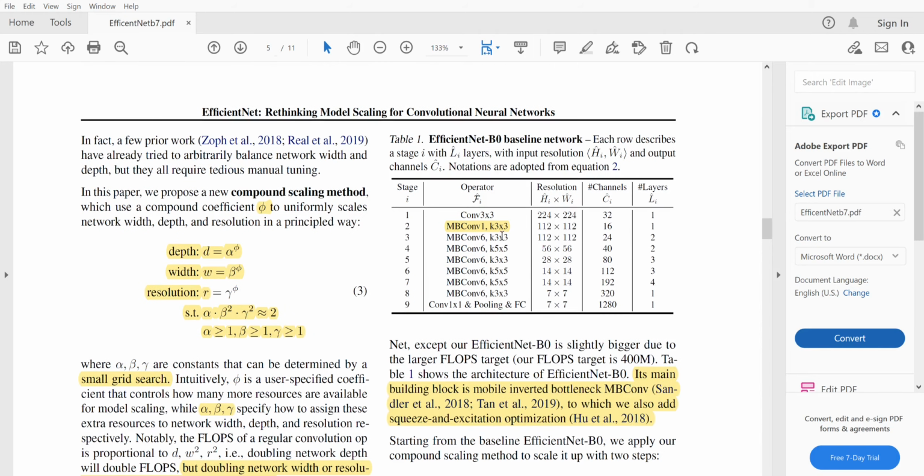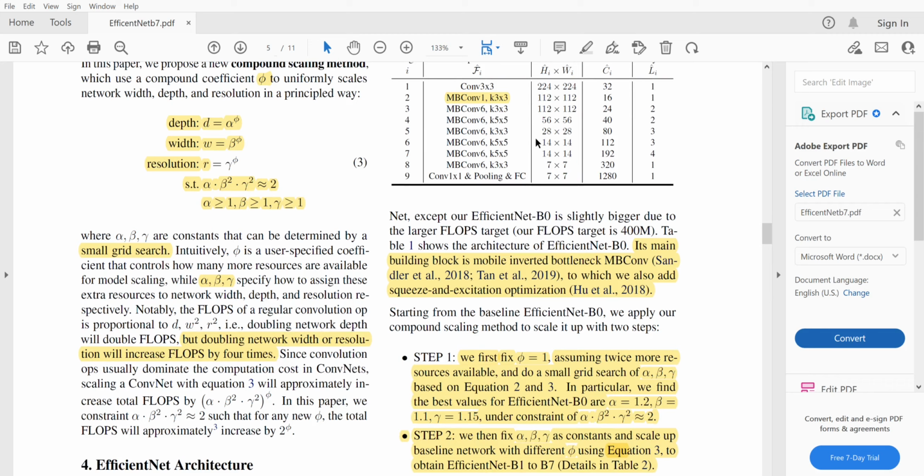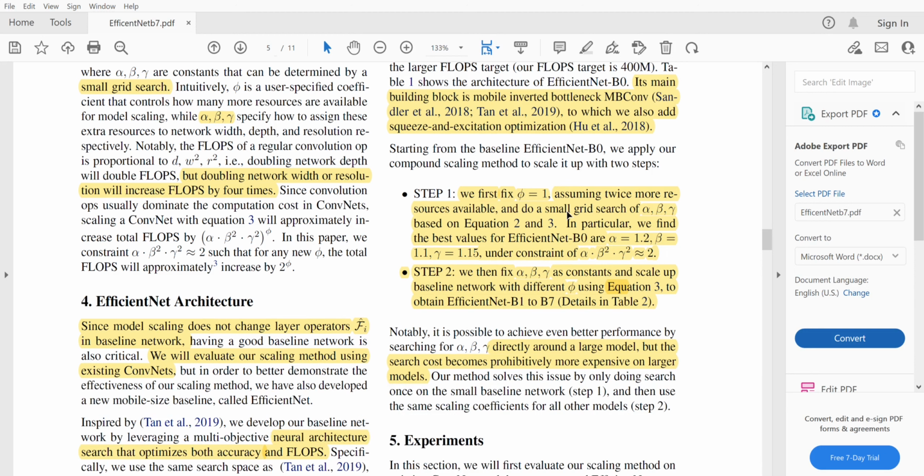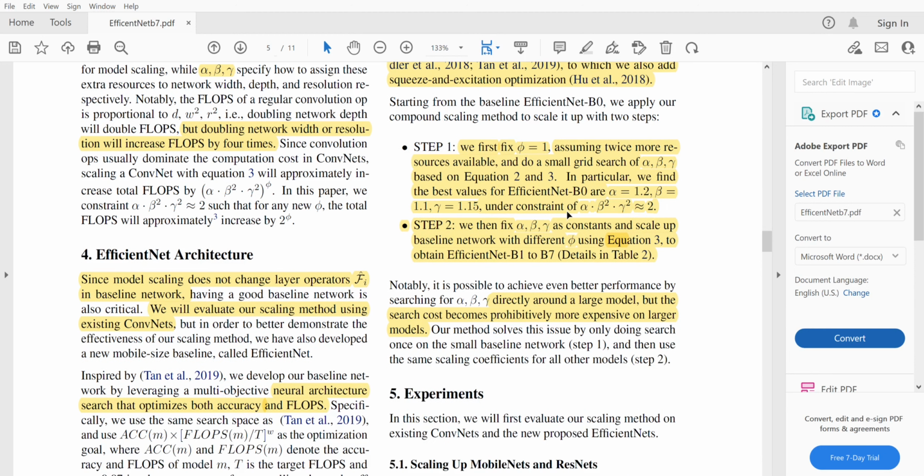Over here you can see the MobileNet resolution, channels, baseline networks, and you can see this table as well. Its main building block is the mobile inverted bottleneck. It's another thing we have to look at, and it's another paper. You can look at this paper. This is MobileNet, the famous MobileNet, and they added squeeze-and-excitation optimization. This is another thing we have to look at, but let's not talk about it now.